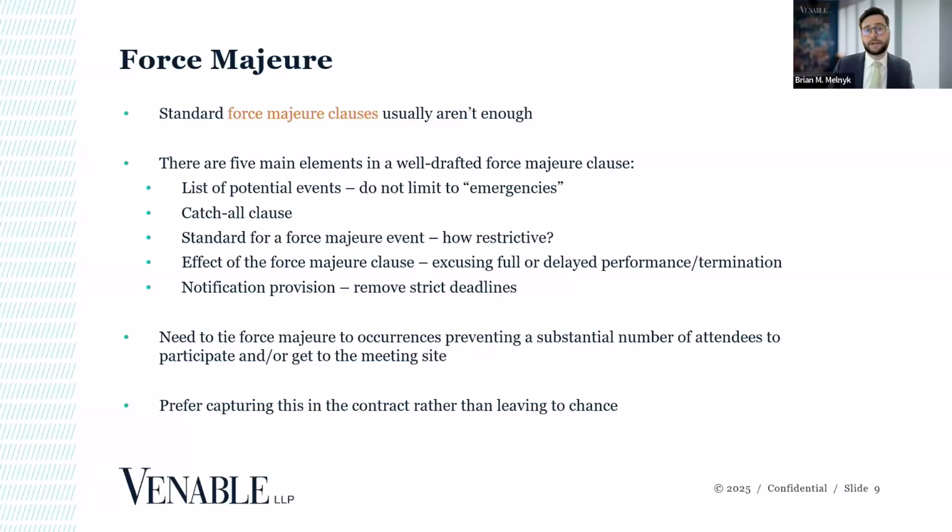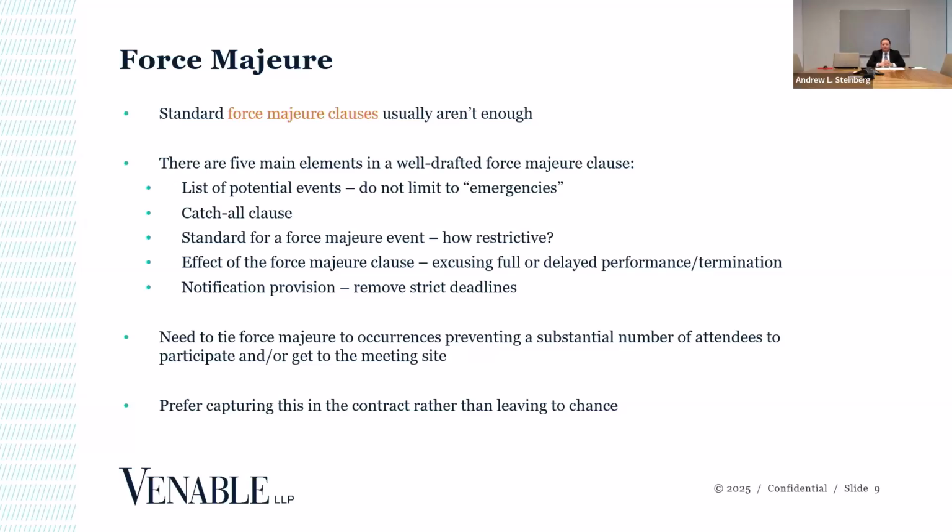It's ideal to remove any strict deadlines or other conditions that may preclude you. So if you fail to provide written notice by a particular deadline, that may preclude you from invoking the force majeure provision, even if a force majeure event has truly occurred and is preventing your performance. Again, the key here is a focus on flexibility.